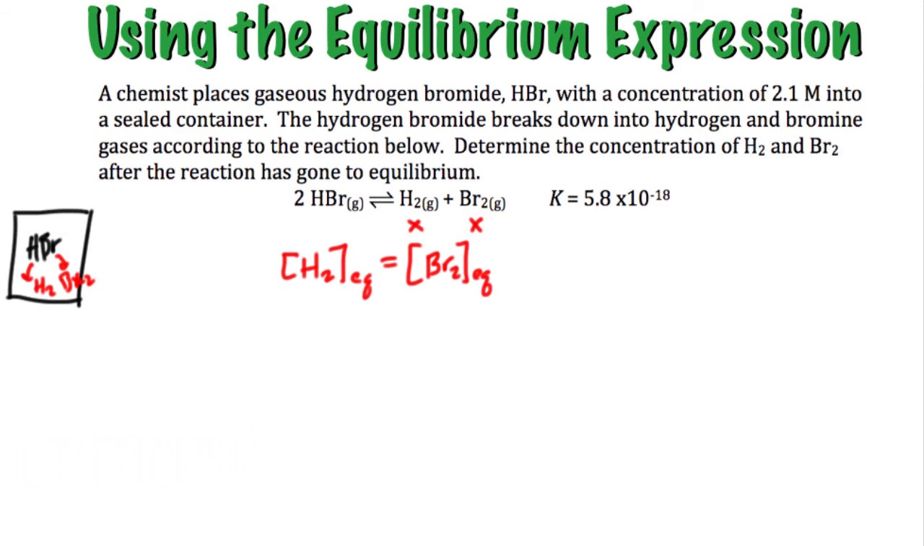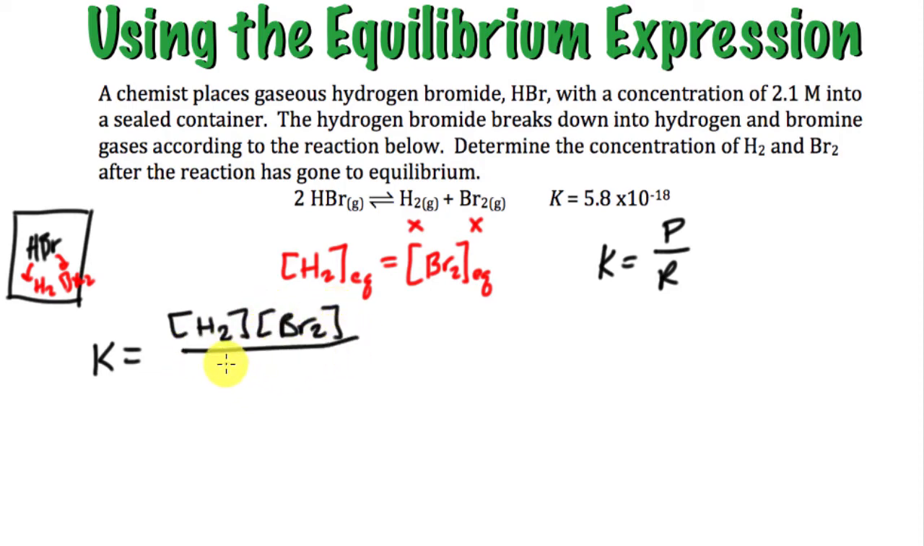So what are we talking about? Since we're at equilibrium, we're going to use the K expression. Remember, K is equal to the concentration of the products over reactants. So I can write the K expression for this as the concentration of hydrogen times the concentration of bromine over the concentration of HBr squared. Don't forget to bring the coefficient down. A lot of students forget that and miss that part, so don't forget to bring it up as an exponent.